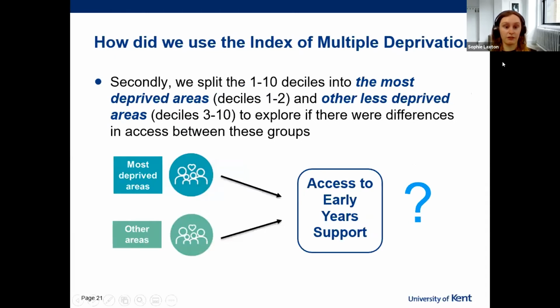We then split the deciles into 2 groups. The higher area level deprivation group, which contains deciles 1 and 2, and the lower area level deprivation group, which contained deciles 3 to 10. We did this to explore if there was a difference in access to support between the most deprived areas and less deprived areas.